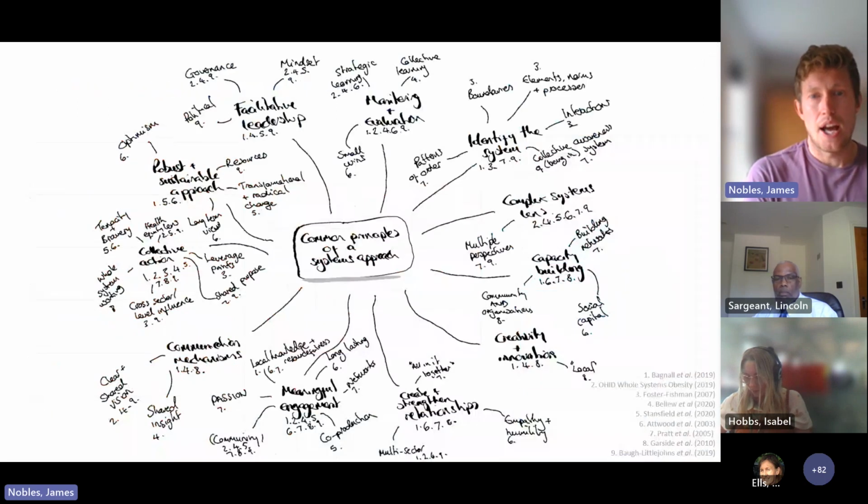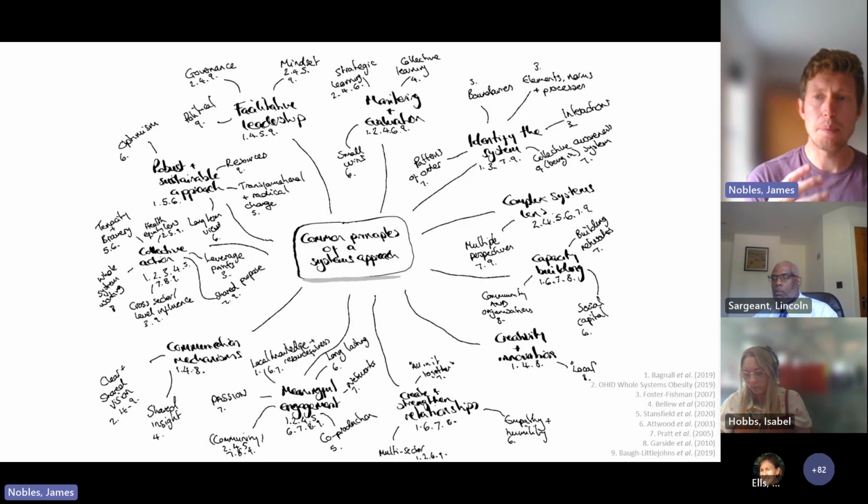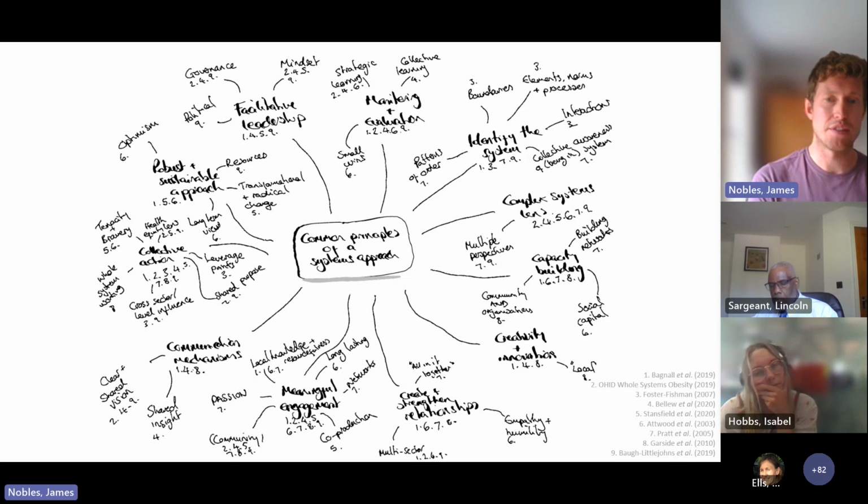So I've found at least, I'd say, 9 published examples that probably point towards the common principles of systems approaches. And there's a lot of overlap between all of these common principles, and they can probably be boiled down into 7 core principles or building blocks.